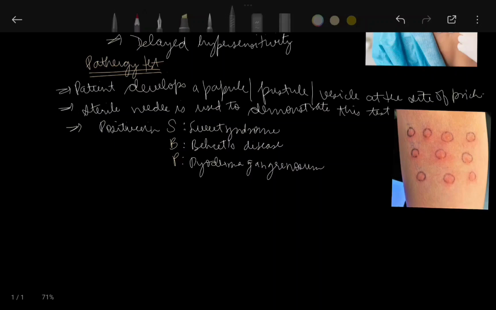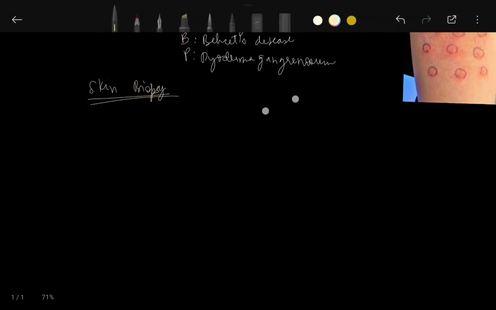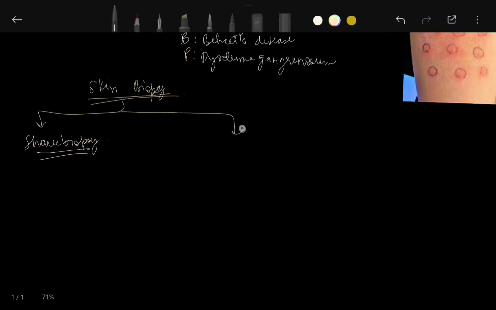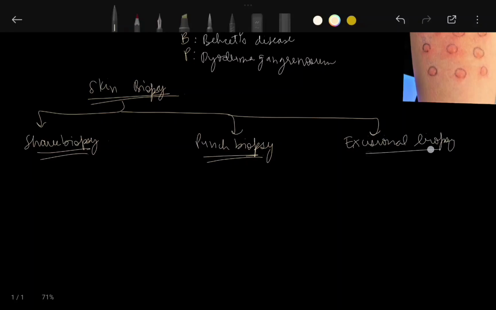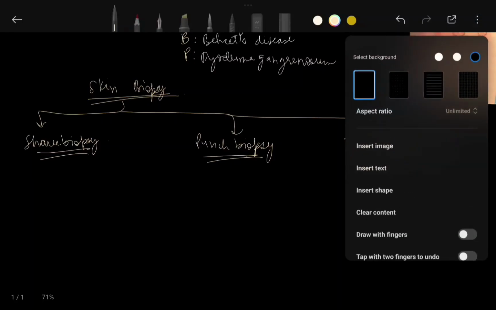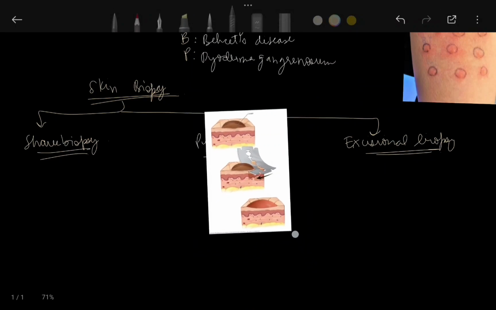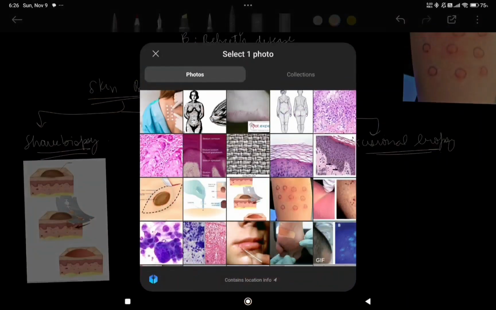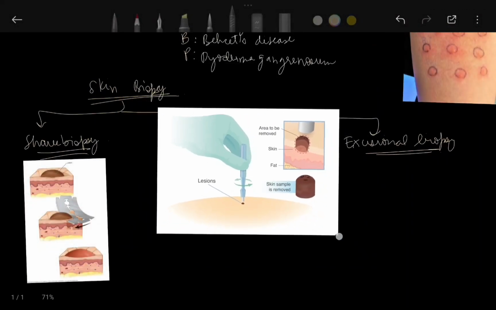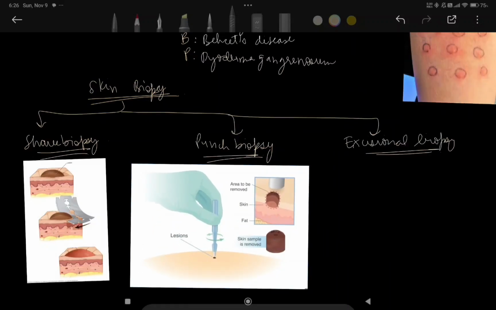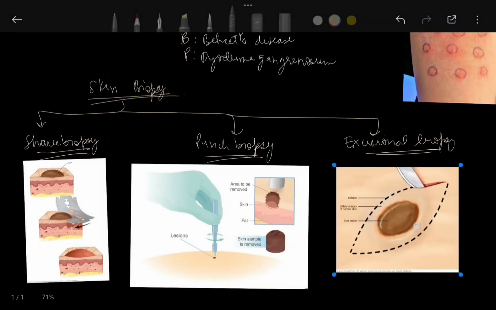Now coming to the next test, which is the skin biopsy. In skin biopsy, it is of different types. First of all, we have the shave biopsy, then we have the punch biopsy, and then at last we have the excisional biopsy. Shave, punch, and excisional. We are going to look at the images only. This is the shave biopsy. Then this is the punch biopsy, in which a skin lesion is punched out. And then at last we have the excisional biopsy.